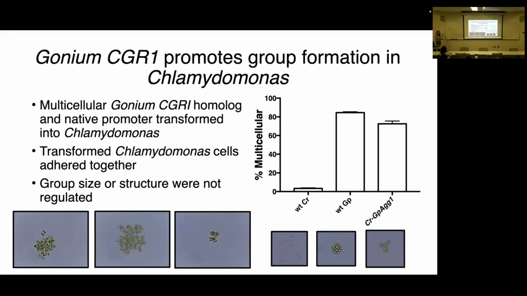Then we took the gonium version of this gene and its native promoter. We transformed it into Chlamydomonas, and we found that Chlamydomonas with the gonium CGR1 and promoter formed these large disorganized groups that are consistent with the aggregative structures that we see in Chlamydomonas in response to predation.